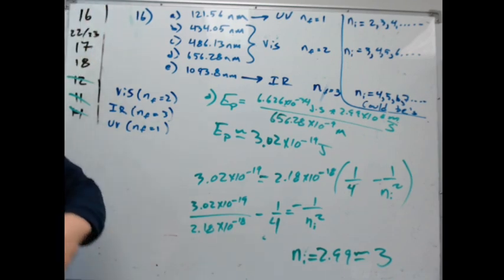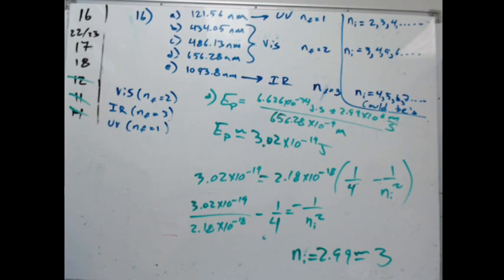Wait, why does it go 2 and then 5, 4, 3, 6? So it jumps up a lot of numbers. So it goes like low, and then when it switches from UV, or no, UV to visible, it goes up a lot. Not mathematically, I understand why it happens mathematically, but why would that be?